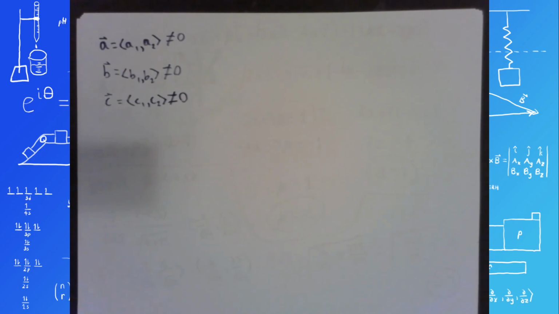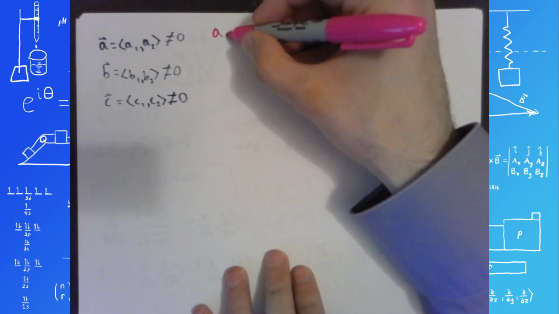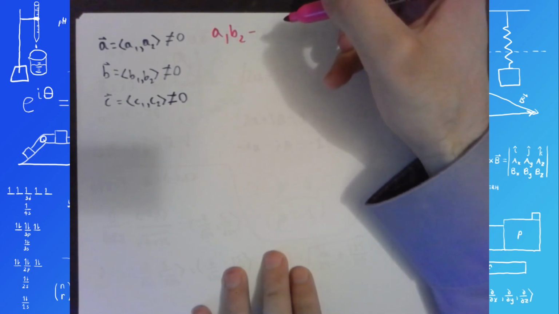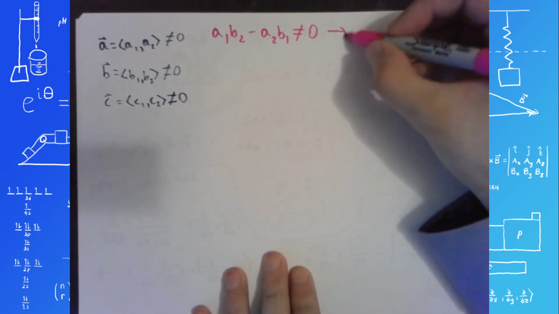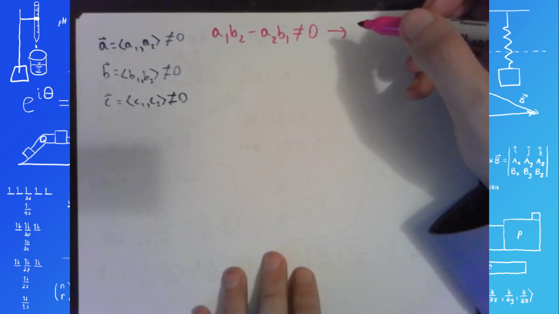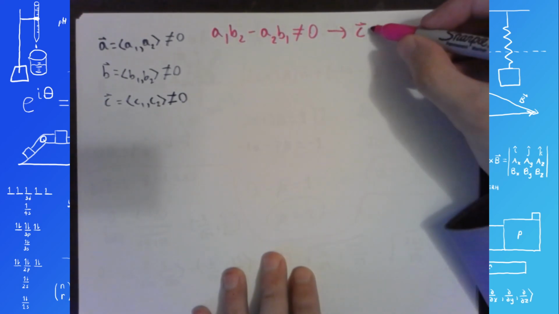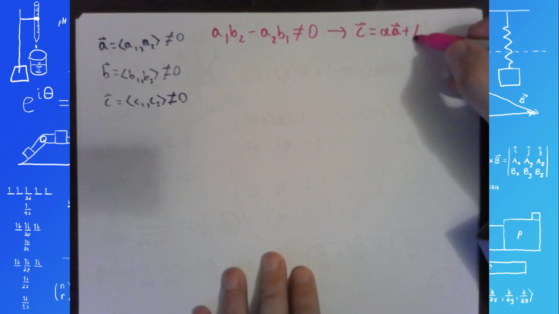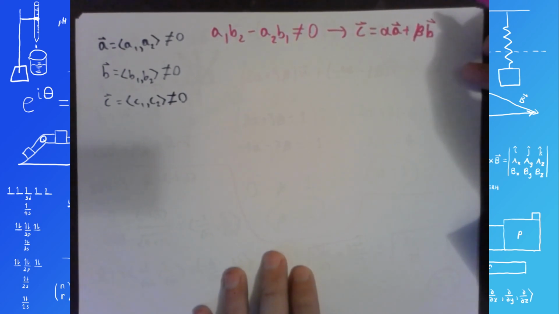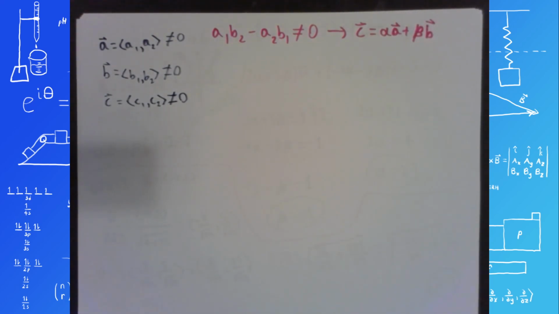So we are stating that A1B2 minus A2B1 does not equal zero implies that C can be written as some multiple of A plus some multiple of B. Not entirely sure where to go with this, but that's often the nature of proof problems. Just start by writing things and see what you discover, which is exactly what I'm going to do.